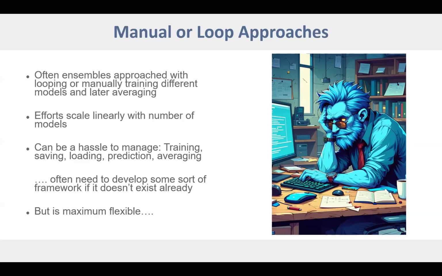If you want 25 members in your ensemble, it takes 25 times longer to train it, unless you have 25 machines to train it on. So there's often a need to have some sort of framework if it doesn't exist already. But of course, it's maximum flexibility. You are completely in control of everything that goes into the ensemble.